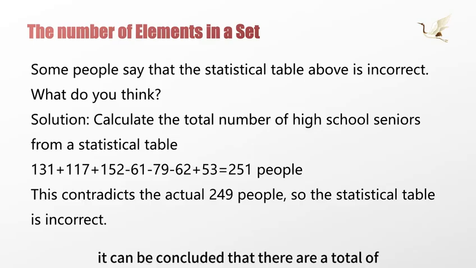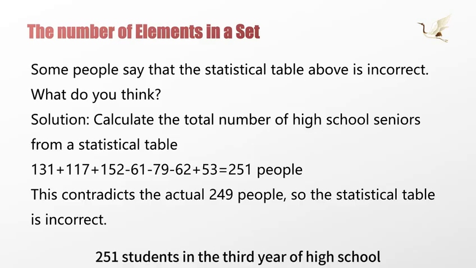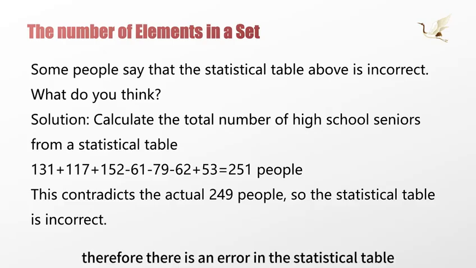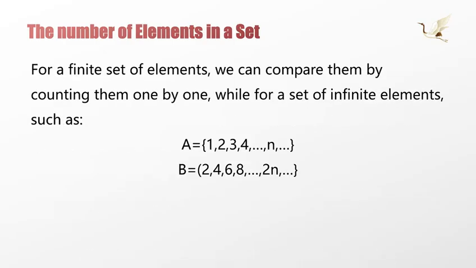According to the inclusion-exclusion principle formula derived from the data in the statistical table and applied to three sets, it can be concluded that there are a total of 251 students in the third year of high school, which contradicts the actual 249 students. Therefore, there is an error in the statistical table.